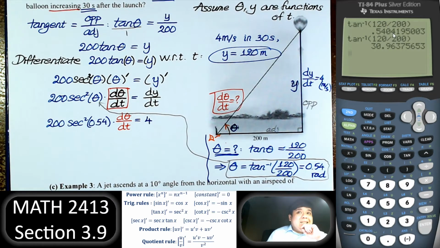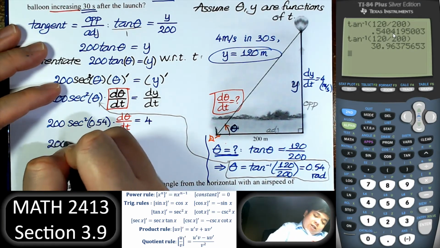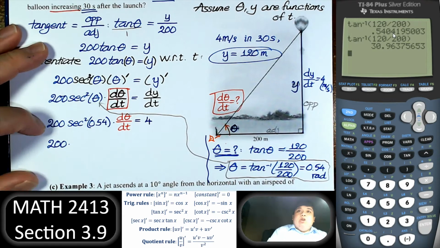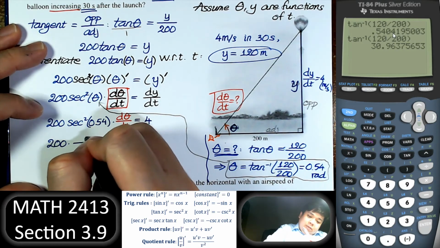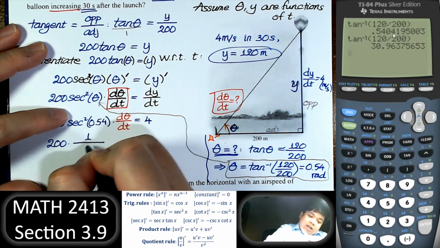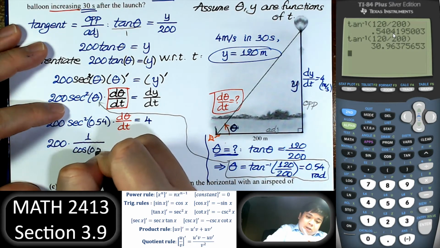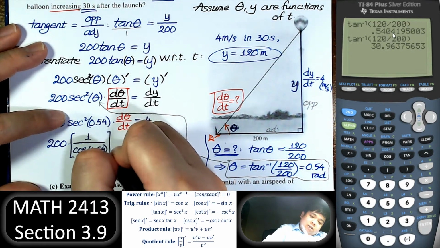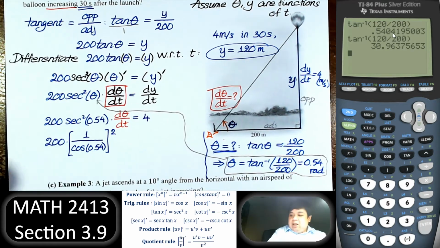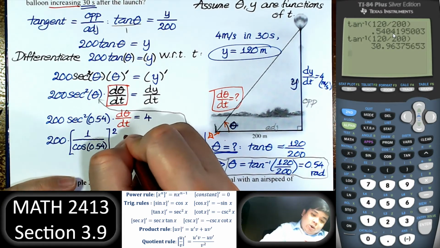So secant, how do we enter that in the calculator? Secant is 1 over cosine, so that's what we have to enter, and this is squared. So that's what we enter in the calculator: 1 over cosine, and then the square.